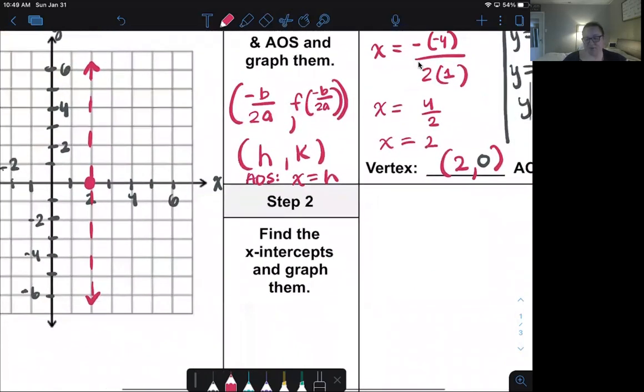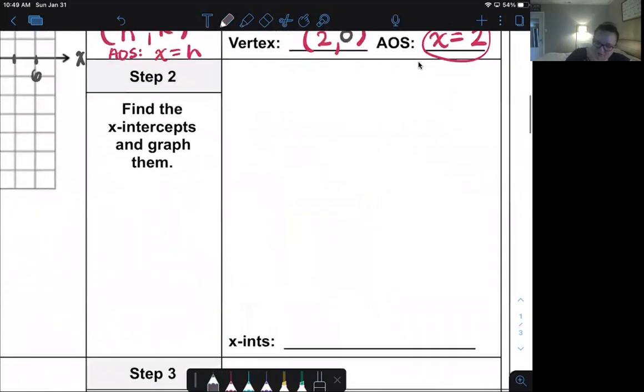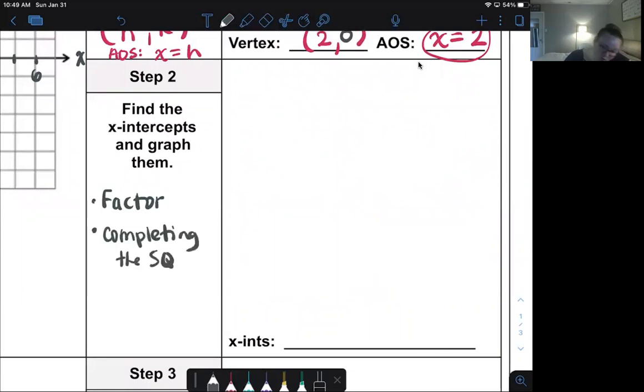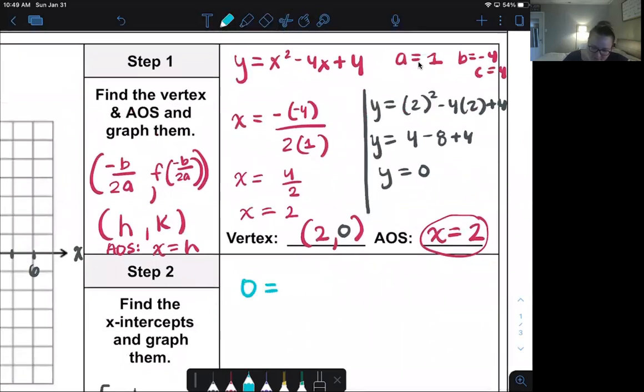All right, step 2, find the x-intercepts and graph them. So remember, to find x-intercepts, you can factor, you can solve by completing the square, or you can use the quadratic formula, whichever one you want. And then remember, y is always equal to 0, no matter what, when you have an x-intercept. So for finding my x-intercept, I'm going to make y 0, x squared minus 4x plus 4.